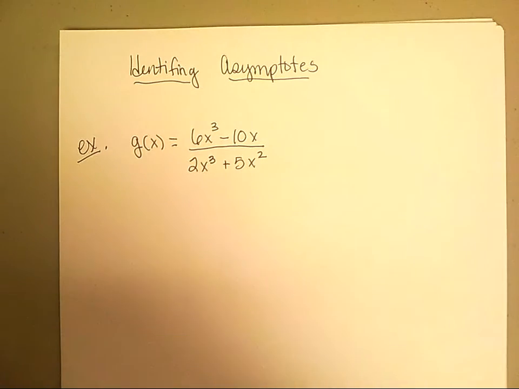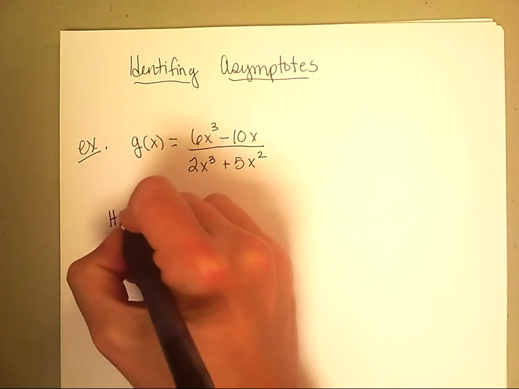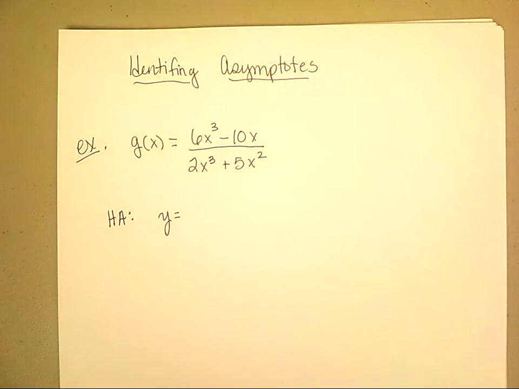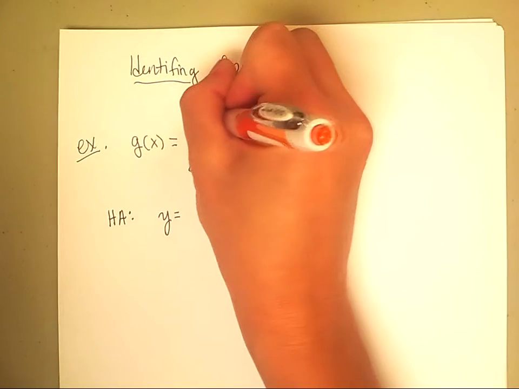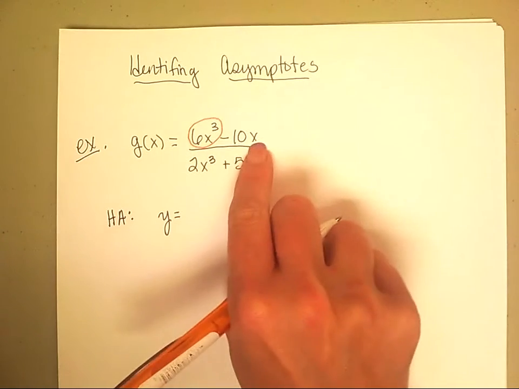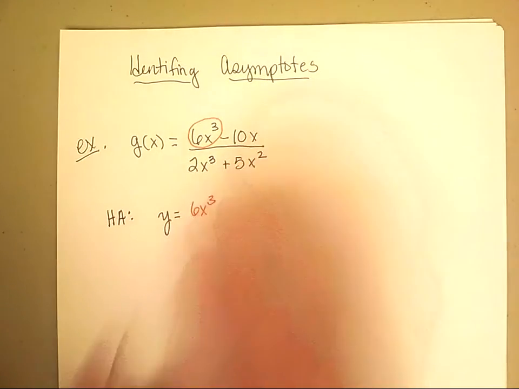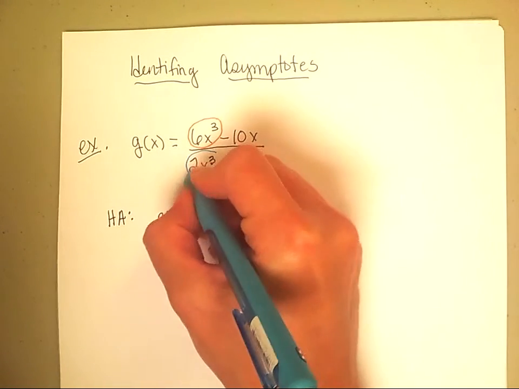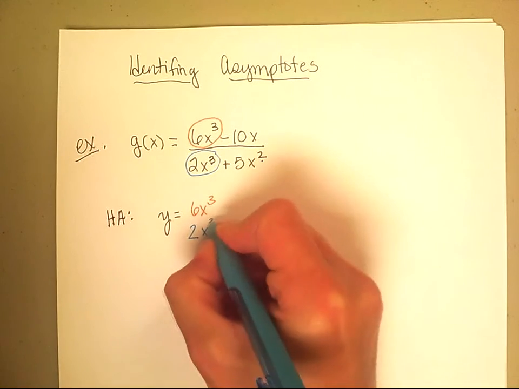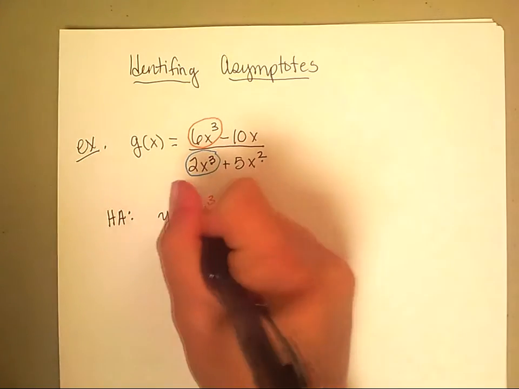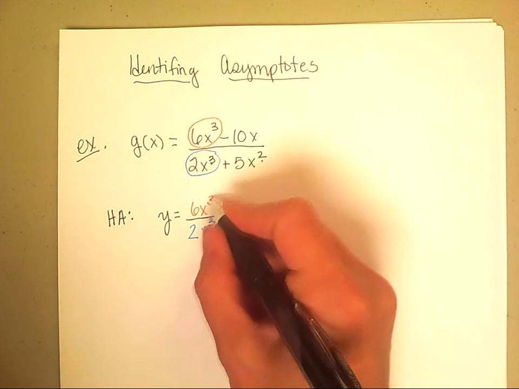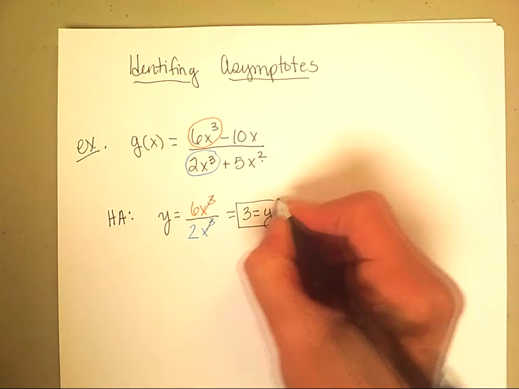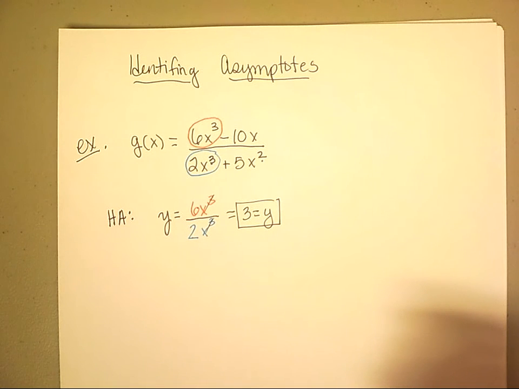All right, let's look first at the horizontal asymptote. Horizontal asymptotes will have an equation y equals, and we need to look at the dominant terms. So the dominant term is the 6x cubed. It's stronger than just an x. And the same with the denominator. This is an x cubed, this is an x squared, so the x cubed is dominant. And now we'll simplify this. The x cubes will cancel and 2 goes into 6 3 times. So in this case we have a horizontal asymptote of y equals 3.